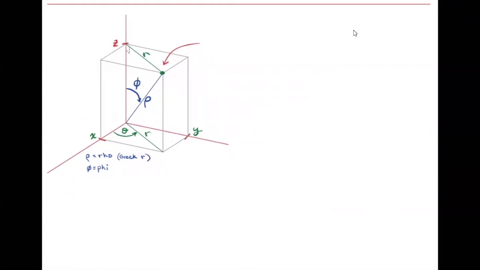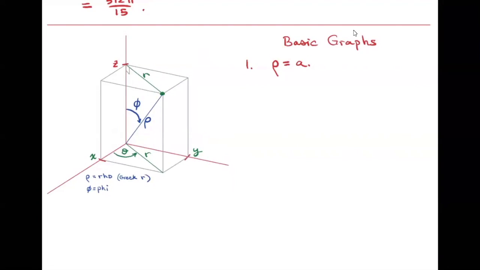Okay, so how about just the basic graphs? Okay, so one, what about rho equal to just a? What do you suppose that is? Anybody, you can say it out loud or type it.